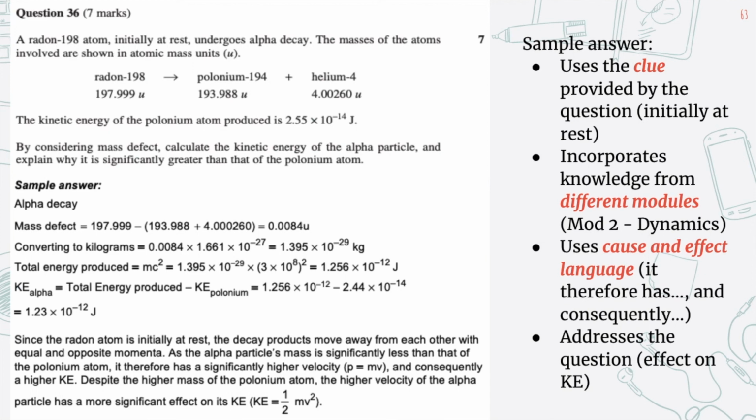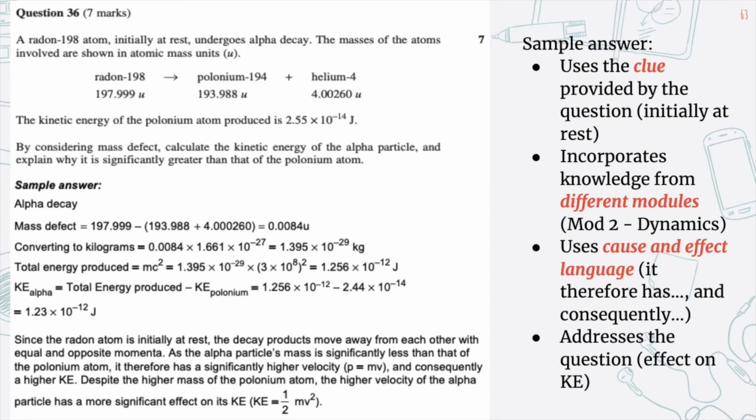The sample answer also incorporates knowledge from different modules. It makes reference to some understanding from Module 2 dynamics. It is talking about the fact that momentum is different for the two particles and shows that relationship through p is equal to mv. It also makes the link between momentum and kinetic energy. And by doing so, they also use cause and effect language, which is what an explain question expects us to do. The example there, it therefore has, and consequently.